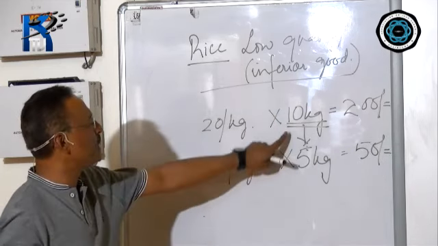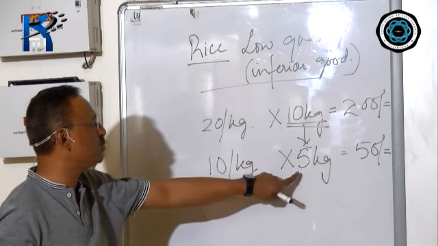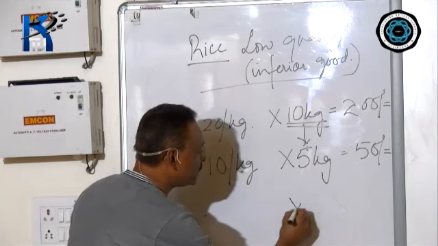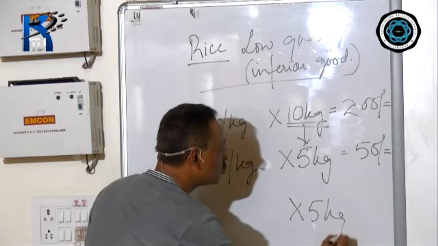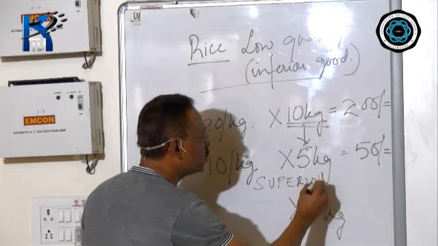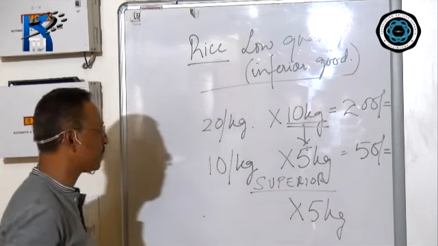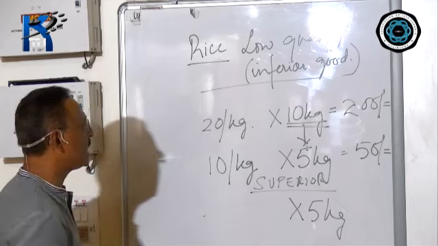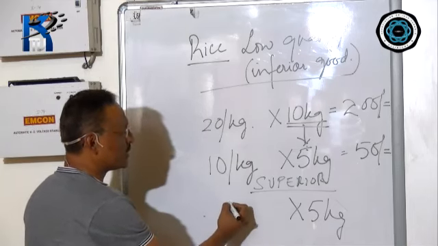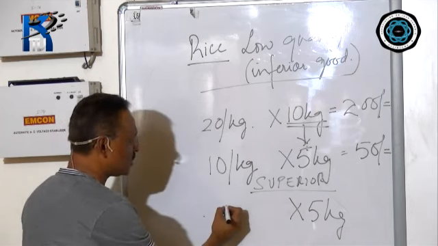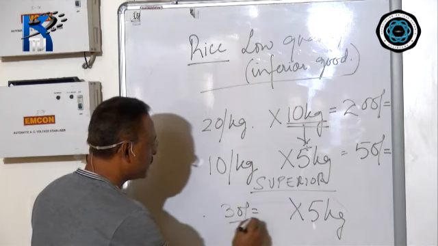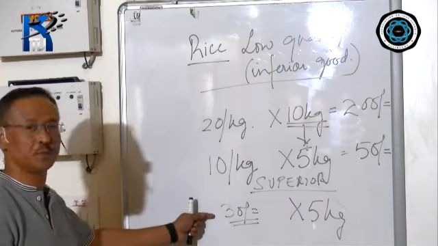His consumption should be 10 kgs, but he is consuming only 5 kgs. What will he do? For the remaining 5 kgs, he'll go for a superior quality. He will buy superior quality rice. Let us say the price of this superior quality rice is around 30 rupees.